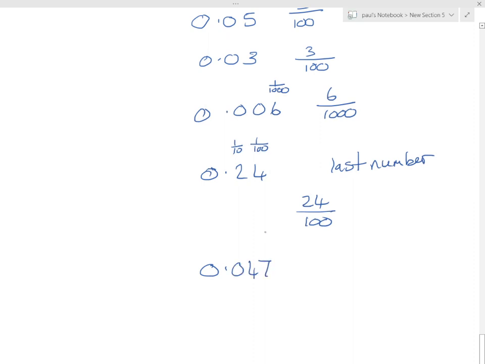0.047. The last number is in the thousandths column, so this will be 47 over 1,000. All right, and that was that lesson.